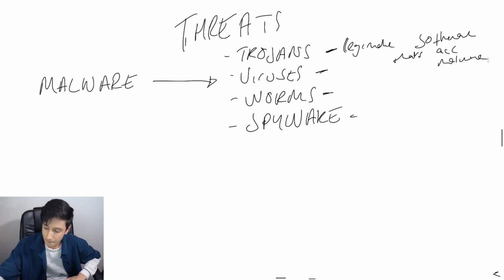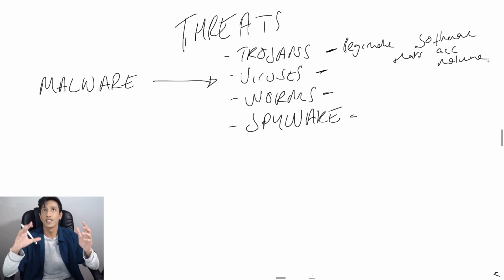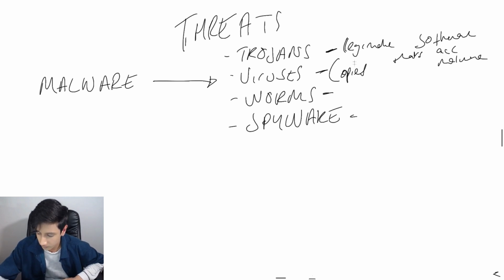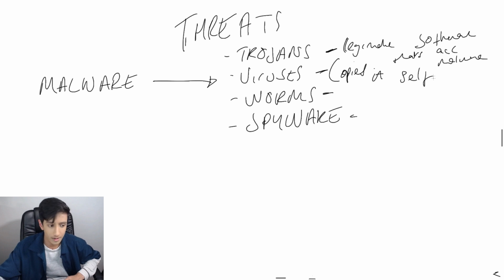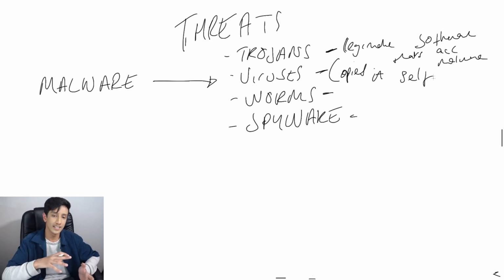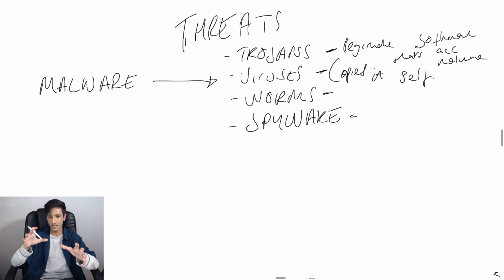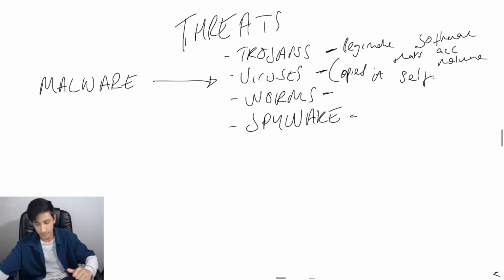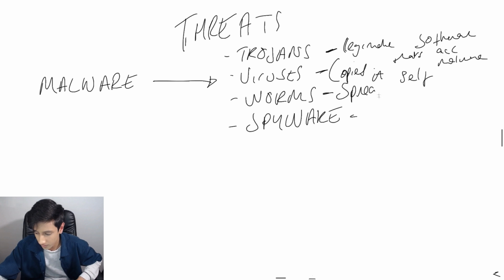Viruses are malware that copies itself into files on your system. Worms are malware that copy itself, but they don't copy itself on your system, they send it out to all of your contacts on your computer. So it spreads itself through contacts.